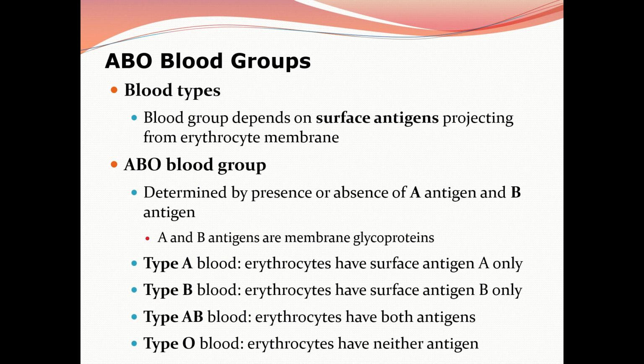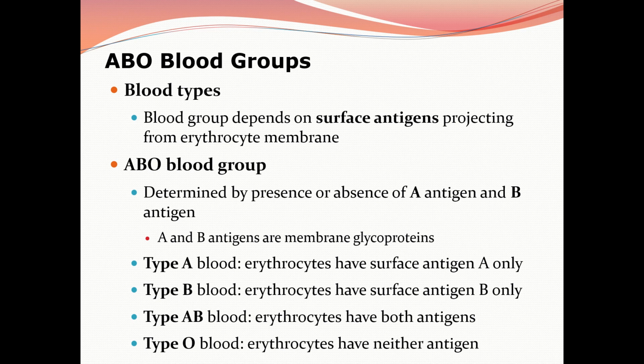Now let's take a look at the ABO blood groups. Blood types are going to depend on surface antigens projecting from the erythrocyte membrane, and these blood types can be grouped into the ABO blood groups. They are determined by the presence or absence of A antigens and B antigens. A and B antigens are membrane glycoproteins.